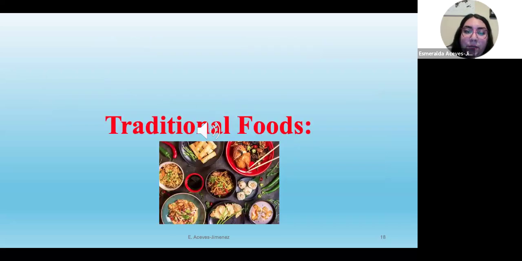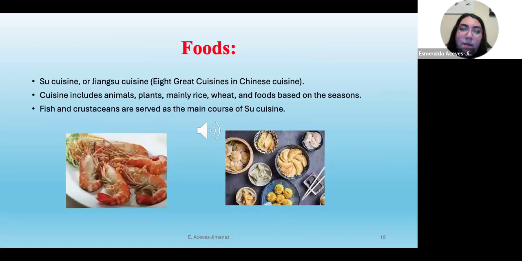Now I will go into the traditional foods. So in the Chinese culture, we have the primary traditional food, which is Su cuisine, or the Jiangsu cuisine, which is known as one of the eight great cuisines in Chinese cuisine. The cuisine includes animals, plants, which are mainly rice, wheat, and foods based on the seasons. This type of cuisine had a lot of fish and crustaceans, which are served as a main course of soup cuisine. They primarily used fish and crustaceans because they were very high in protein.